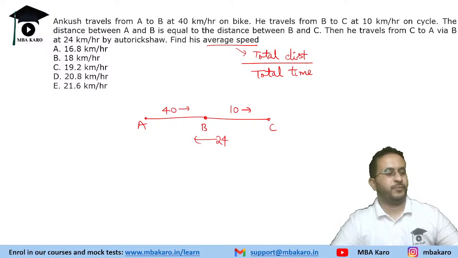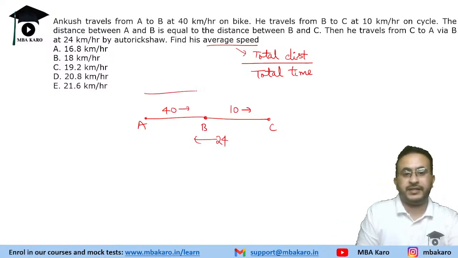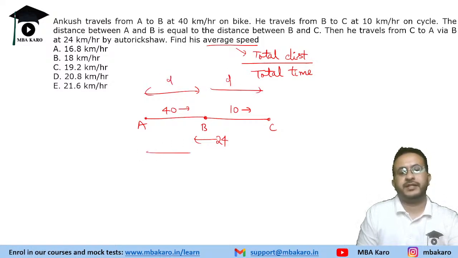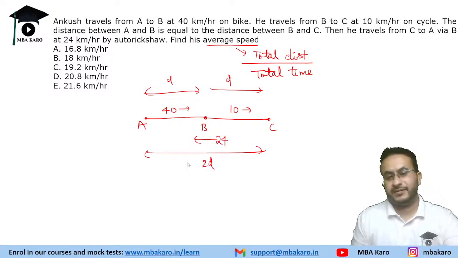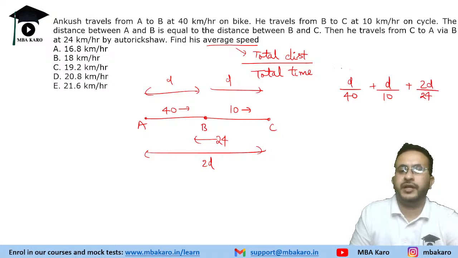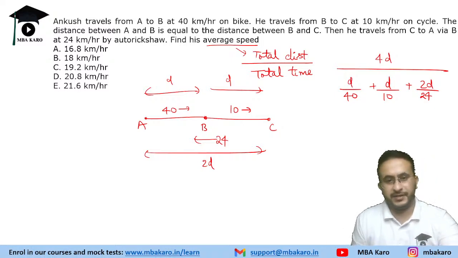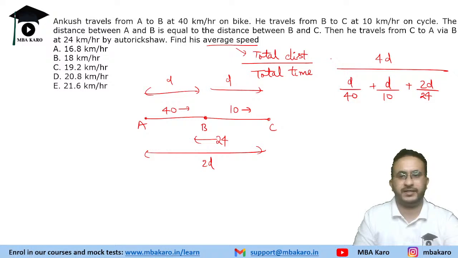So I'll tell the two approaches. One is the algebraic approach. ठीक है, उसमें आप क्या करोगे, यहाँ से यहाँ तक का डिस्टेंस d मान लोगे, फिर यहाँ से यहाँ तक का भी d मान लोगे, फिर यहाँ से यहाँ तक 2d मान लोगे, right? But that is like when you talk about time, you will say d upon 40. Okay, second part का time होगा d upon 10. थर्ड पार्ट का टाइम होगा 2d by 24, एंड टोटल डिस्टेंस इज 4d. ठीक है, काफी कैलकुलेशन इंटेंसिव बनेगा.